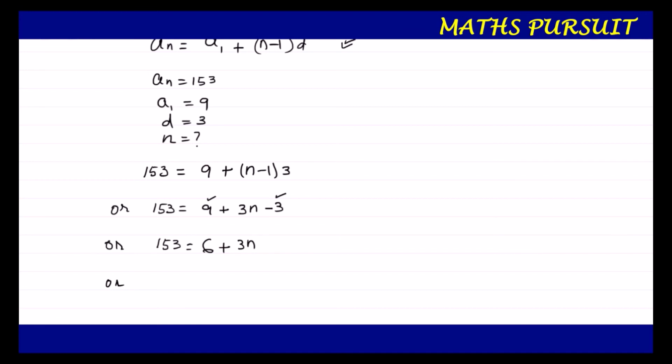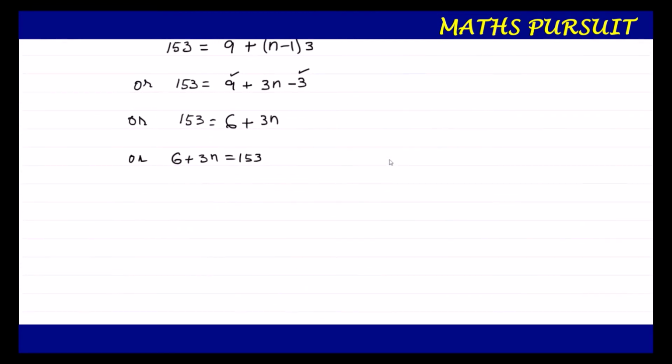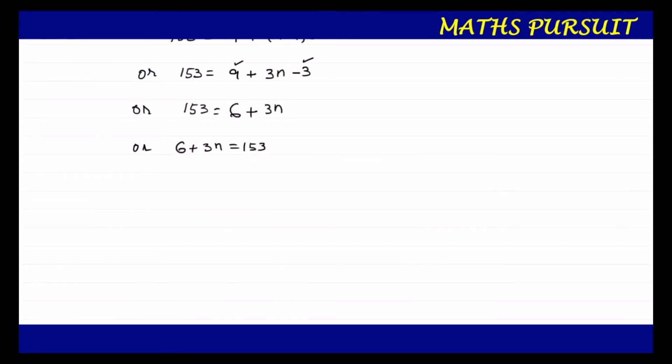Or just reversing the equation, I can write 6 plus 3n is equal to 153. If I write the above equation in this way, will there be anything wrong? Nothing is going to be wrong. I just reverse the equation to make our calculation easy, so that we will not end up in any confusions. Or I can write 3n is equal to 153 minus 6, or 3n is equal to 147, or n is equal to 147 upon 3.